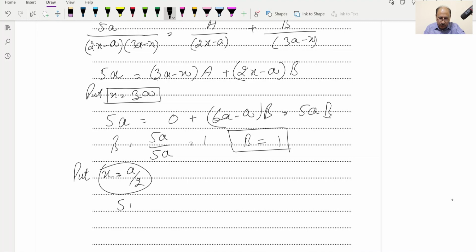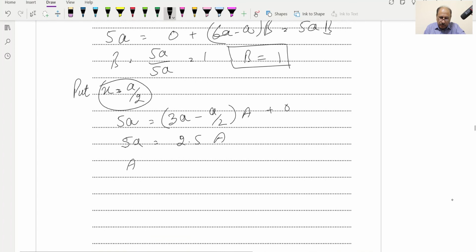So our equation will become 5a is equal to 3a minus a by 2 into a and plus 0. So this will be 5a is equal to 3 minus 1 by 2 will be 2.5. So 2.5a plus 0. So a will be equal to 5a over 2.5. We missed a over here. Okay, so 2.5a, and this will be equal to 2. So a value is equal to 2. We got a and b both values.